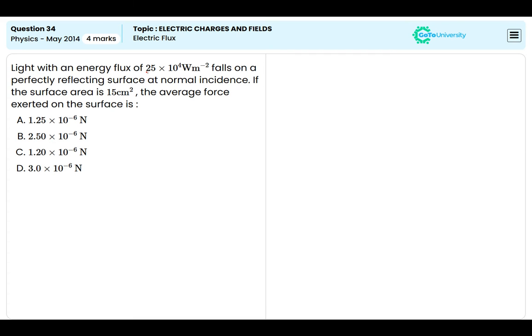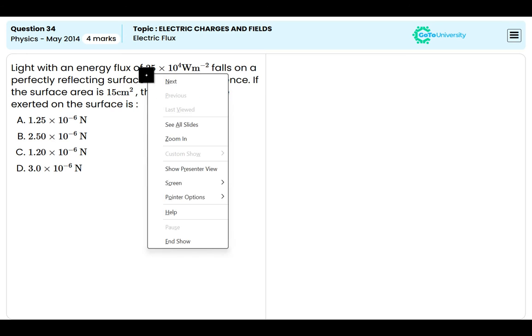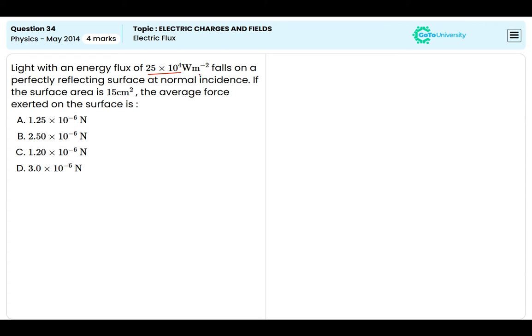Light with an energy flux of 25 × 10^4 watt per meter square falls on a perfectly reflecting surface at normal incidence. If the surface area is 15 centimeter square, the average force exerted on the surface is what we need to find. The force we need to find here.